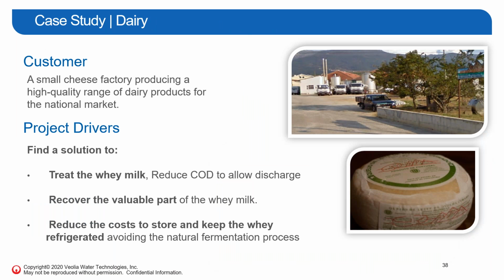Another very important case study for food and beverage is to treat whey milk. Whey milk is another great issue for conventional wastewater treatment. So in this particular small cheese factory, we treat the whey milk, and with the installation of the Evalet, we are able to first of all recover the valuable part of the whey milk, and they are able to sell it and to reduce for sure the disposal cost that they had before the installation of the Evalet.